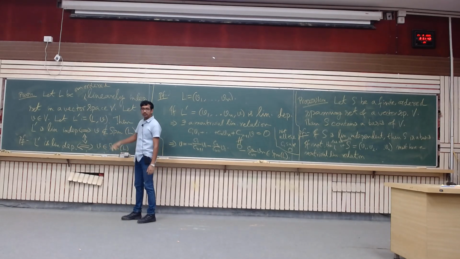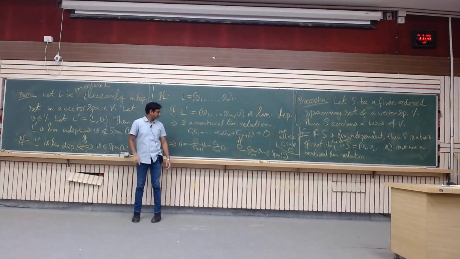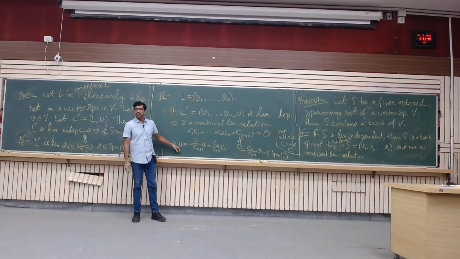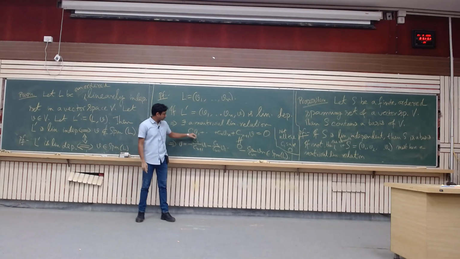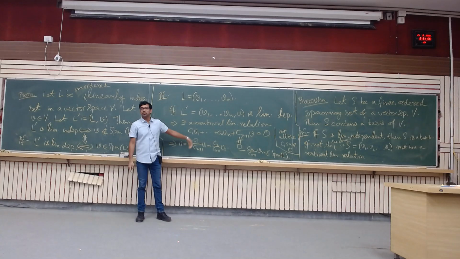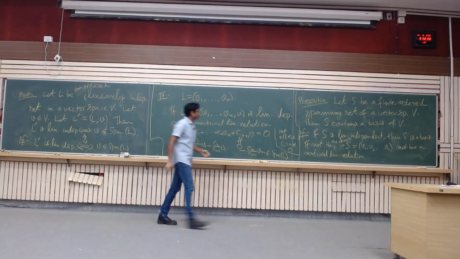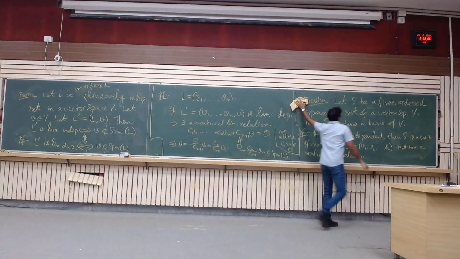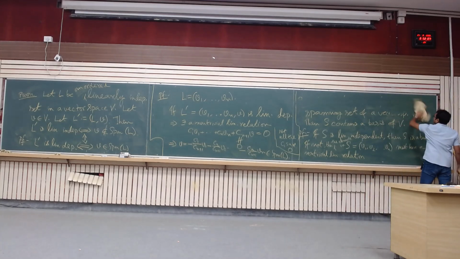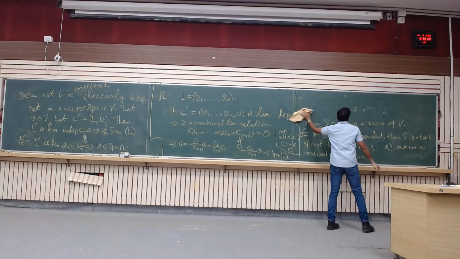Now, the opposite is trivial, right? If v is in the span of L, that means you can represent v as a linear combination of v1 to vn. Take v to the right hand side, and you get some non-trivial linear relation among v and v1 to vn. So the opposite is trivial.